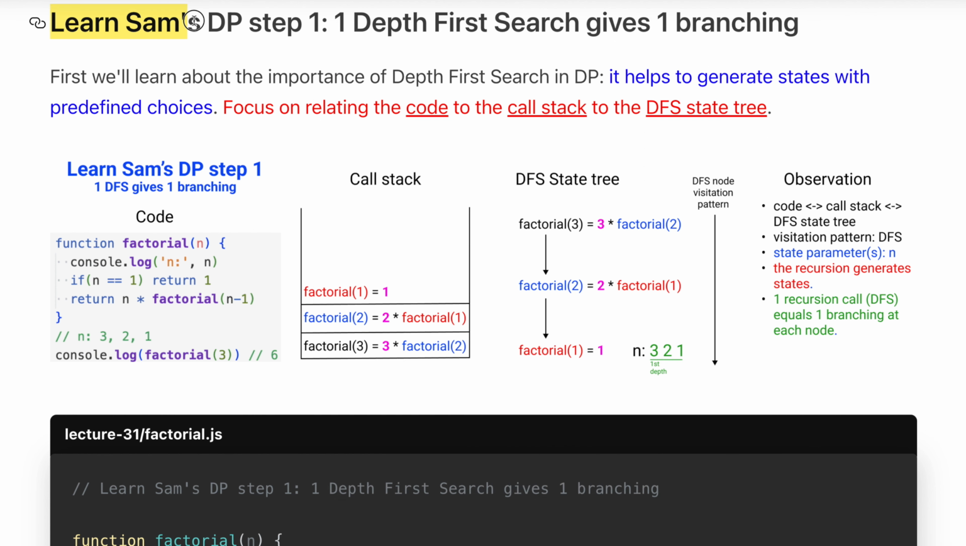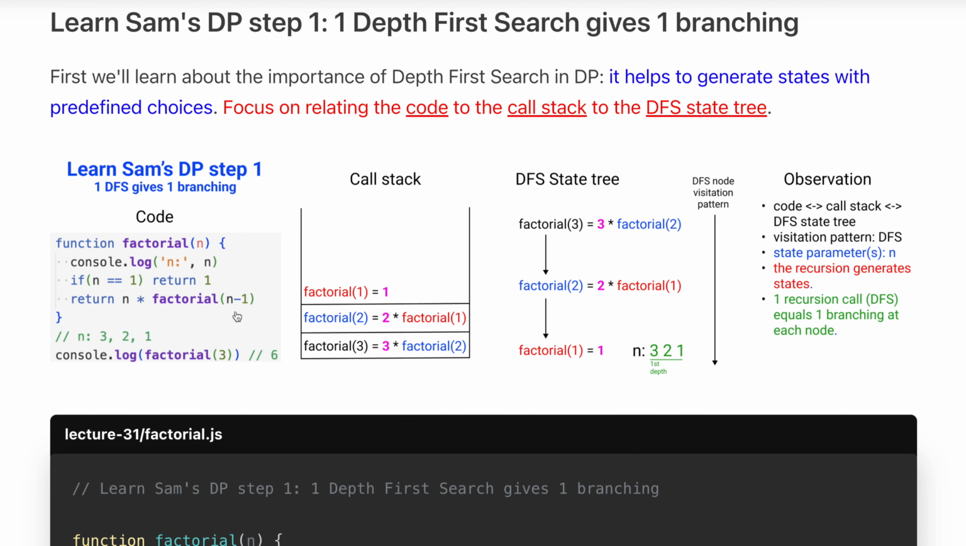So to learn SAM's DP step 1, we learn that one depth first search is gonna give us one branching. We're gonna learn about it with this factorial example. But before doing that, keep in mind that depth first search helps to generate states with predefined choices. Again, the important role of depth first search in dynamic programming is its help to generate states with predefined choices.